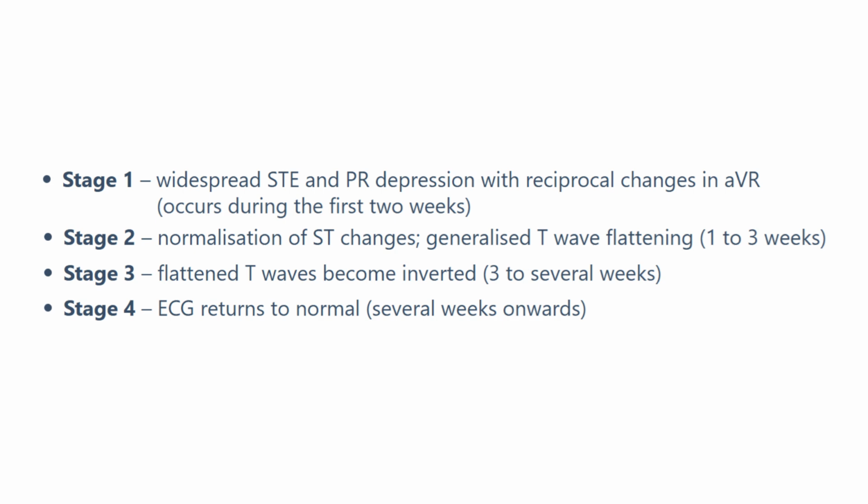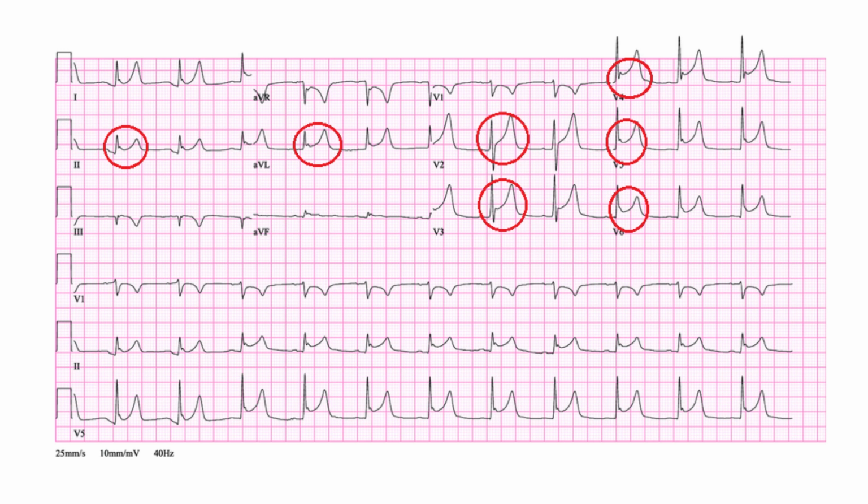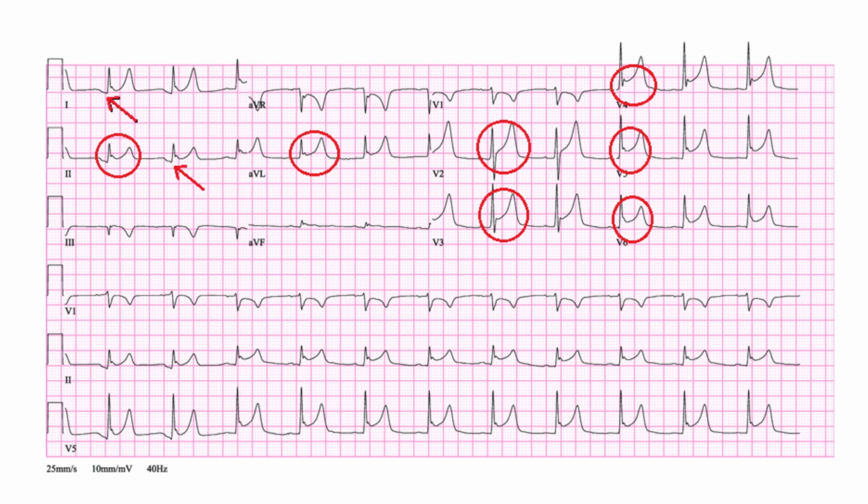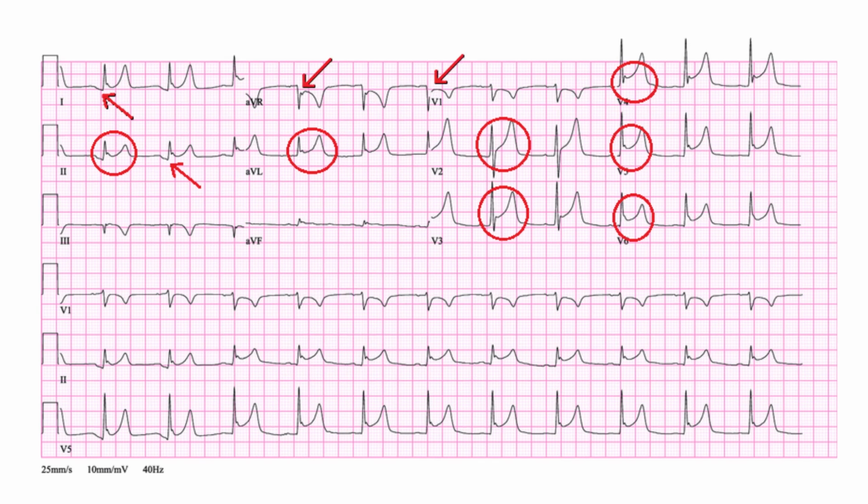In the first stage, you see widespread ST elevation as well as some PR depression. You'll also find some ST depression in AVR and sometimes V1. One of the biggest giveaways at first glance, though, is that there is ST elevation everywhere. The elevation on these EKGs doesn't necessarily fit any typical anatomical pattern.